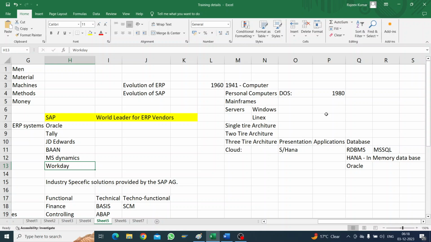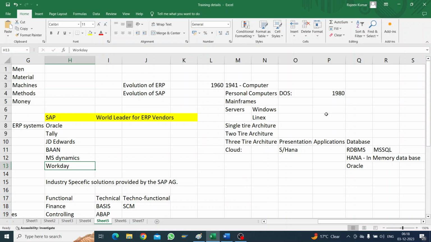In the year 1941, the first computer was made, and in the 1980s, Mr. Bill Gates introduced personal computers by way of DOS, otherwise also called disk operating system. Then the time came for the mainframes. We had servers, which come in two different varieties: Windows and Linux.